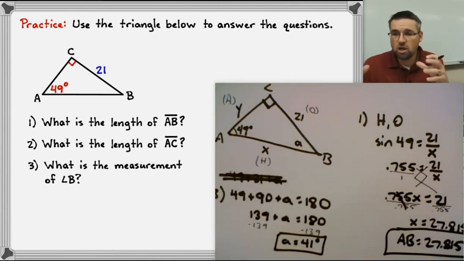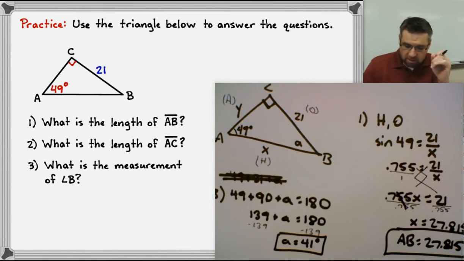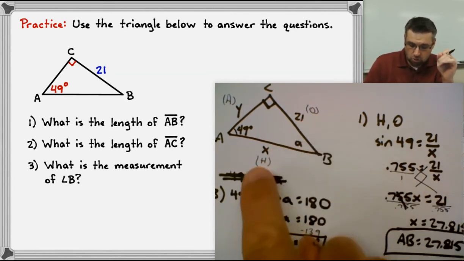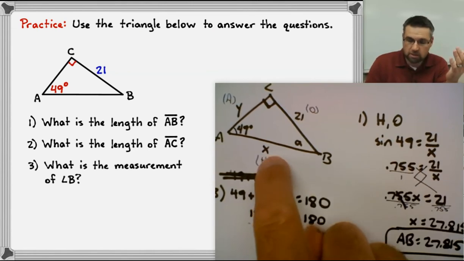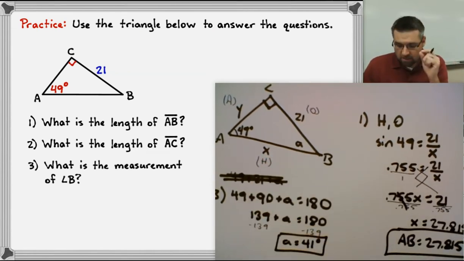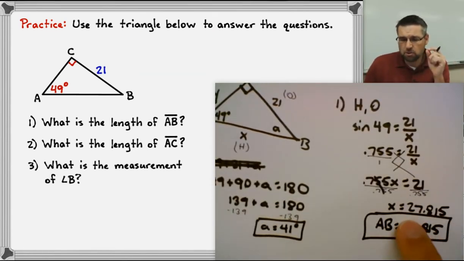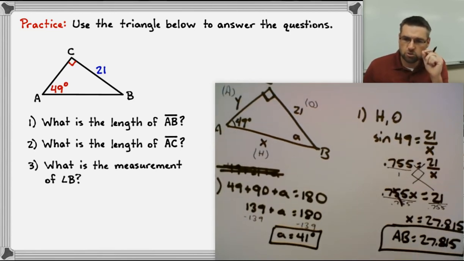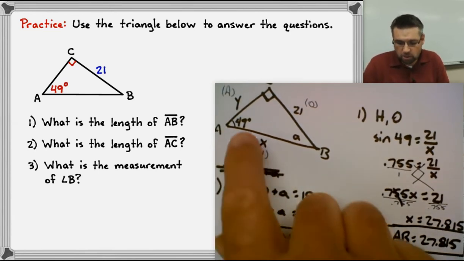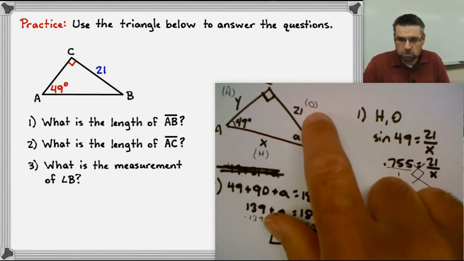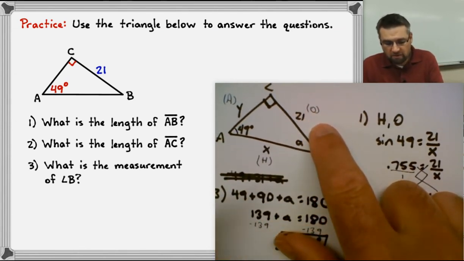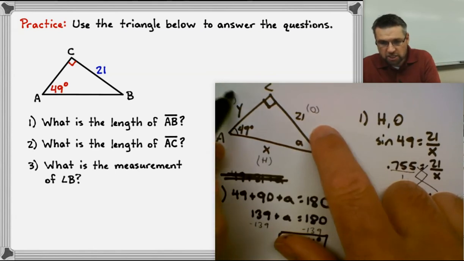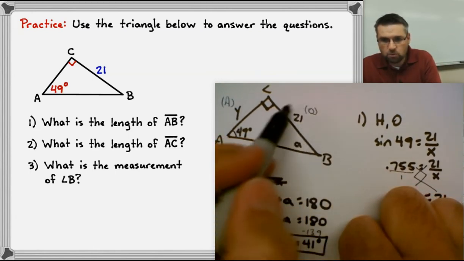Now at this point, you have a whole slew of options to solve for AC. You could do the Pythagorean theorem because you know this side now. But this number here is a rounded number, so I want to avoid that if I can. I want to use a trig operation using the original things given. So I want to use the 49 and the 21. If I'm looking for y, that's my adjacent. If I have 21, that's my opposite.